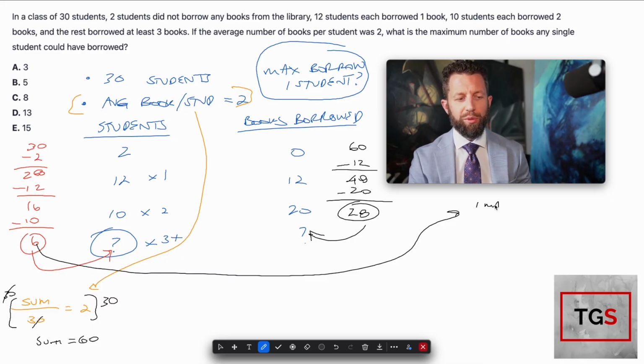If those 5 people borrowed exactly 3 books each, they would have borrowed a total of 15 books. If we subtract those 15 books from the 28 books borrowed by those 6 people, we would get that 13 books is the maximum that the 6th person could have borrowed. And that leads us to our correct answer, which is option D, as in delta.